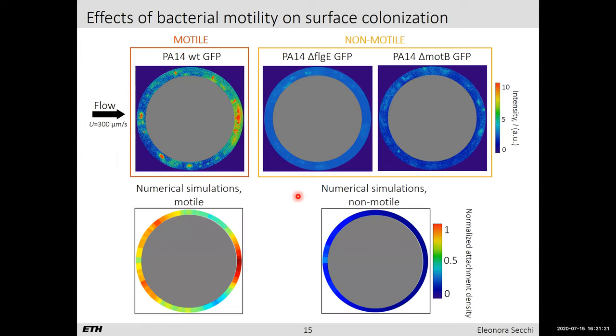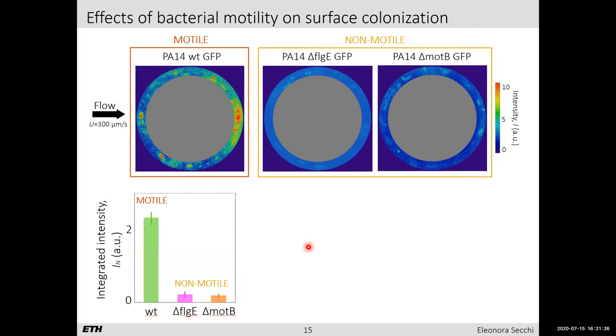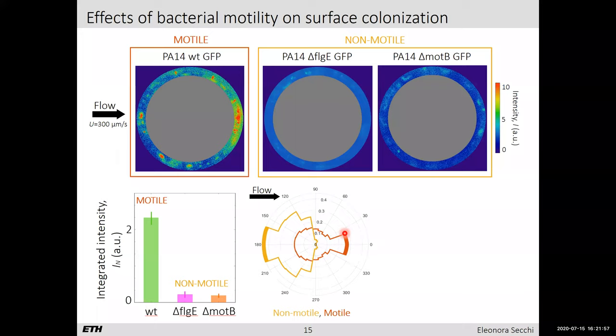So first of all, we consider the attachment density. To do so, we integrate the intensity in an annulus surrounding the pillar surface, and we define this integrated intensity. As we can see, those images are brighter, and the integrated intensity is about two orders of magnitude higher for motile bacteria than for non-motile. Now if we look at the attachment distribution, we see that in the motile strain we have a leeward peak of attachment, while in the non-motile strain, bacteria just end up on the windward side, as expected for passive particles. So definitely we can say that motile bacteria colonize the pillar more efficiently and on the leeward side.